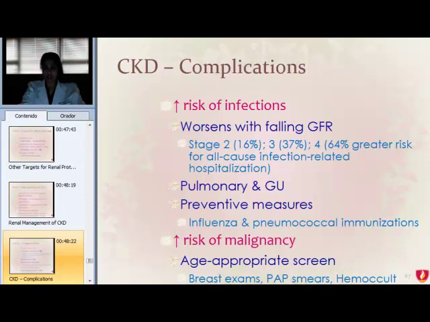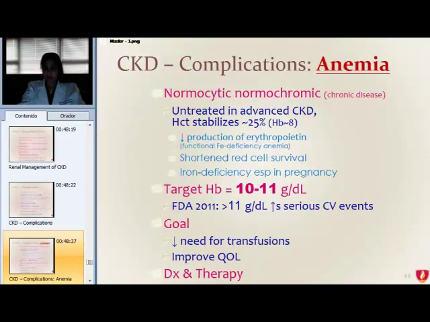Now, I'm going to briefly discuss the complications. Increased risk of infections, I've already discussed. The worse the renal dysfunction, the worse the risk of infection. And of course, we should screen them for urinary tract infections and give them prophylactic vaccinations. Anemia is very common, and that usually results in normocytic, normochromic anemia. If we don't treat it, these patients will stabilize their hemoglobin around 8. And to decrease their risk of transfusions and improve quality of care, it has been recommended that their hemoglobin should be maintained between 10 and 11.